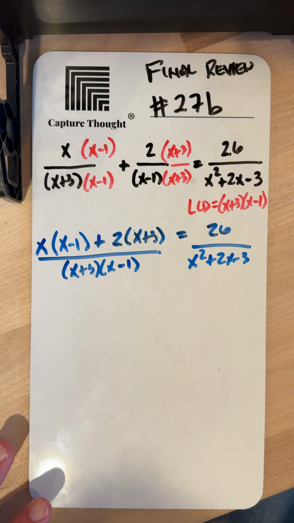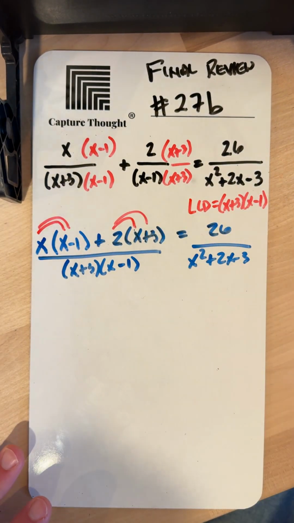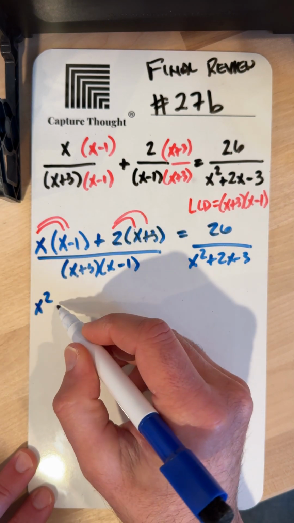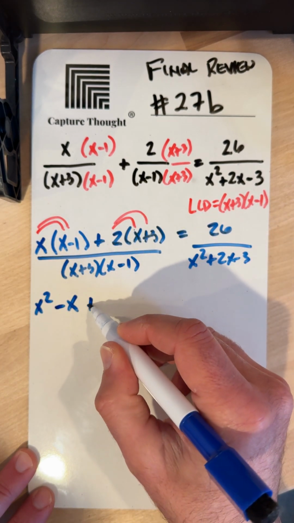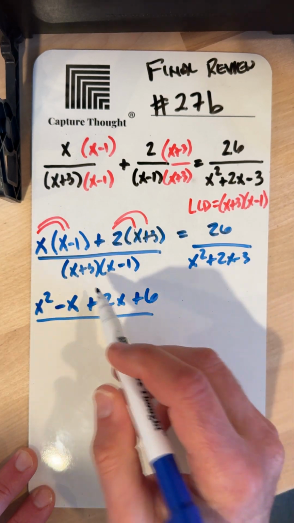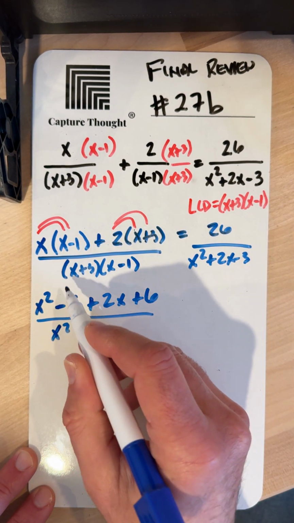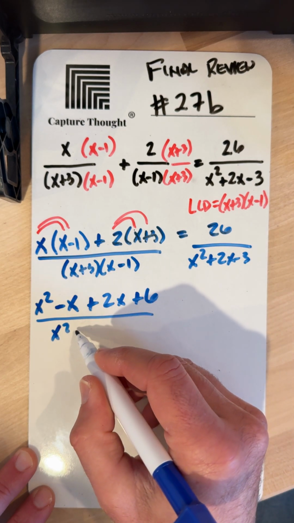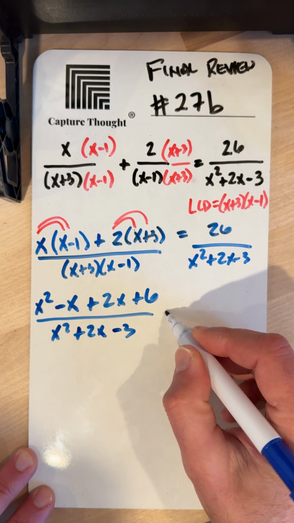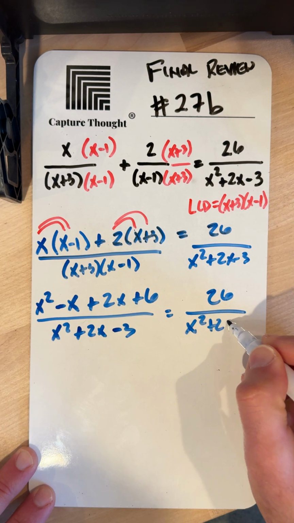All right, so then we want to simplify this stuff over here and this stuff over here. So we're going to end up with x times x, which is our x squared. x times negative 1 is our negative x. Then our positive 2x, and then a positive 6. And then I'm going to multiply this stuff together, and I get x squared. Negative x plus 3x is a positive 2x. And then 3 times negative 1 is negative 3. And then I get 26 over x squared plus 2x minus 3.